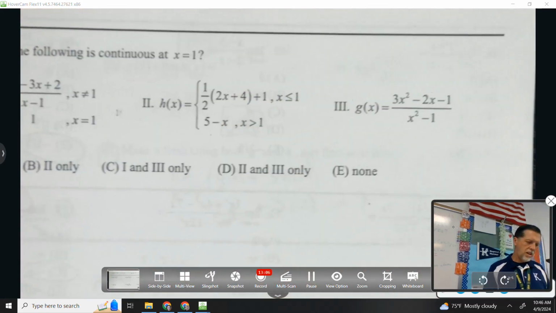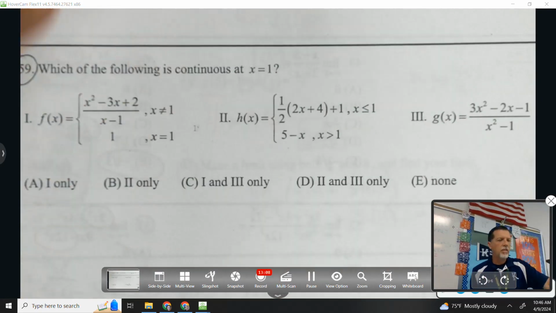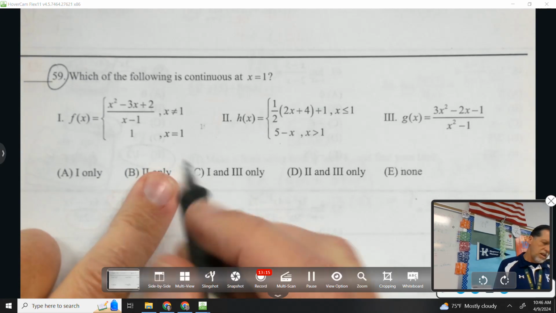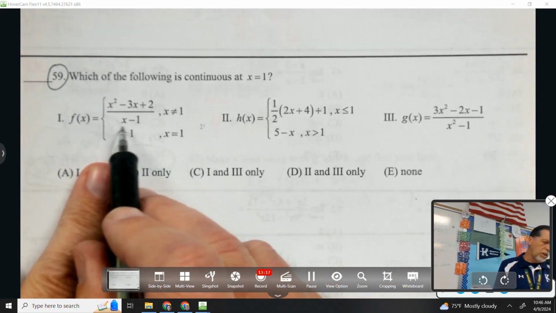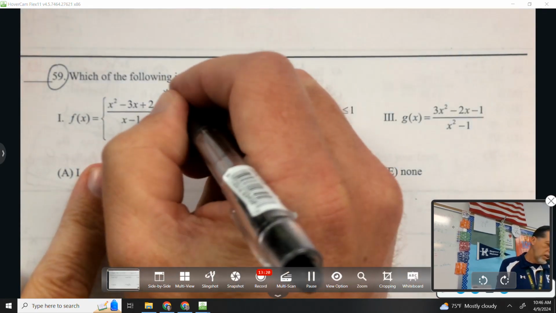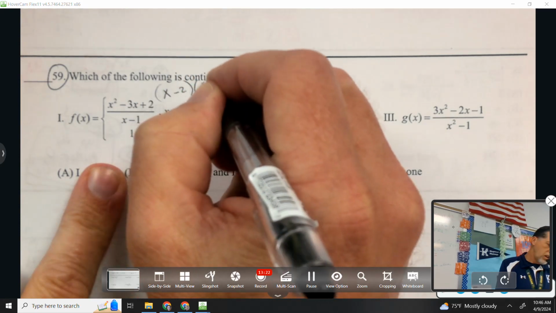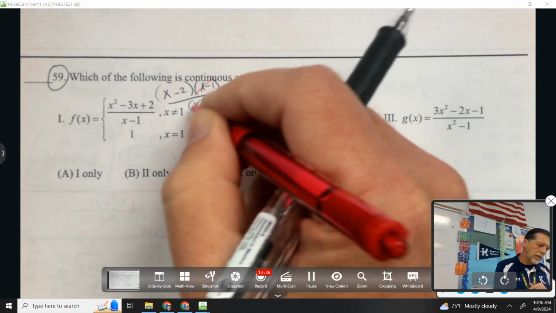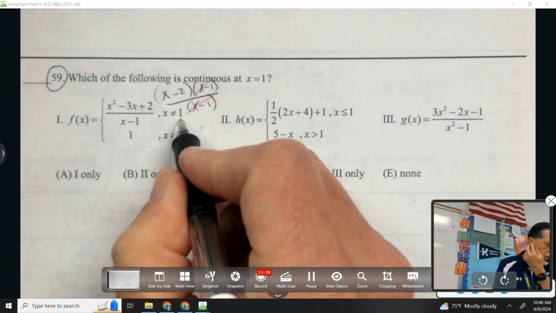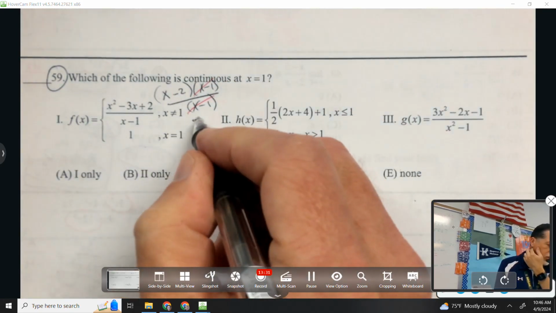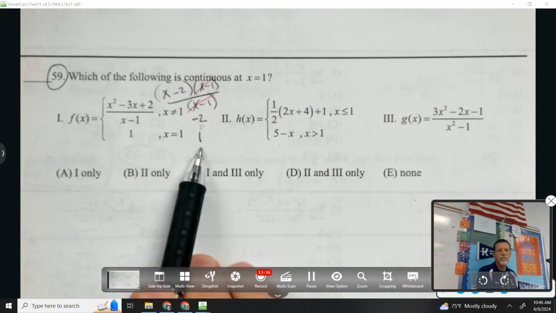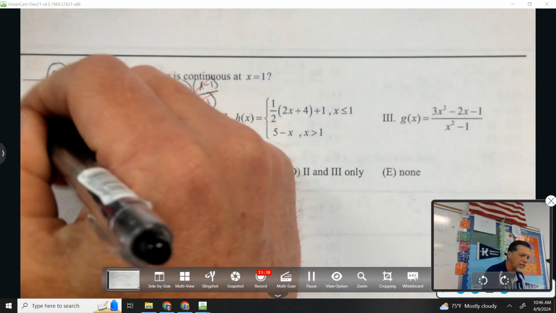59. Which of the following is continuous at x equals 1? Okay, so potential hole here on this one. I can cross out the x minus 1s. If we plug in 1, we get -2. So there's a hole at -2, but the function's at 1, so that is not continuous.